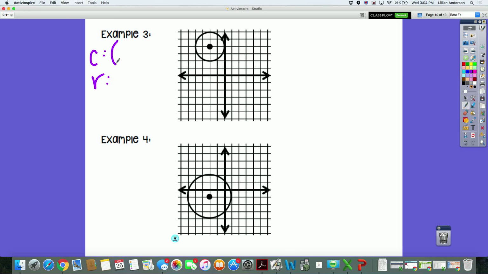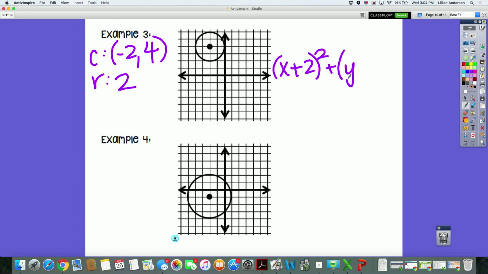What's the center in example 3? -2, 4. What is the radius of this circle? 2. So now that we have our information, we just write our equation from here, okay? We still got to write the equation, because that's what we're doing. So that's going to be x plus 2 squared plus y minus 4 squared equals 4. Because remember, we have to square the radius.